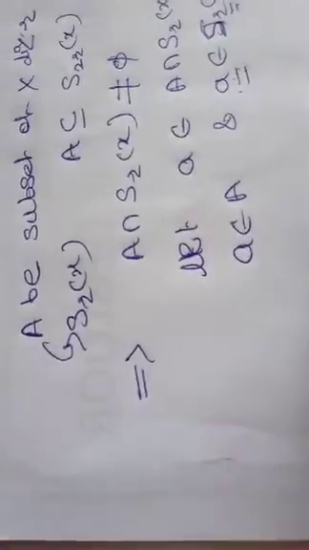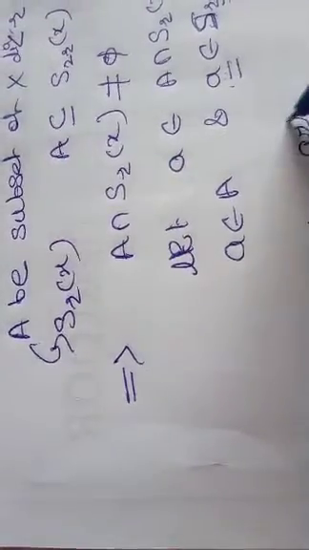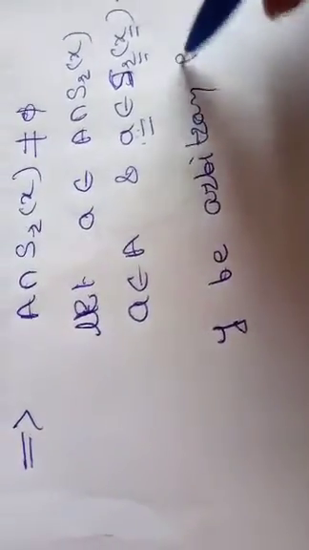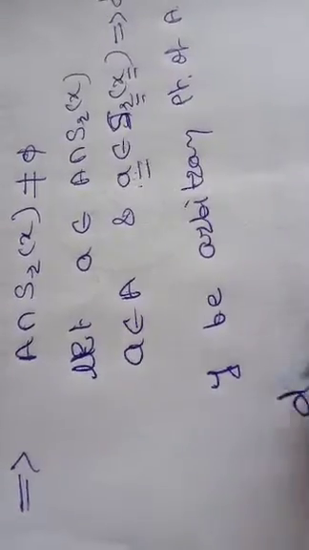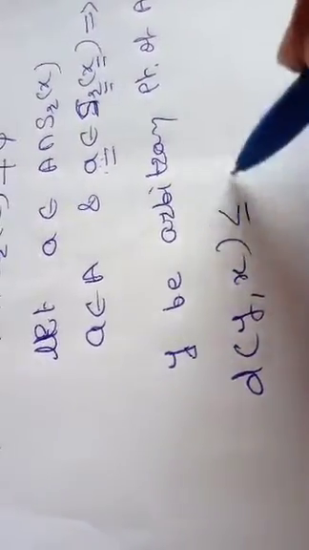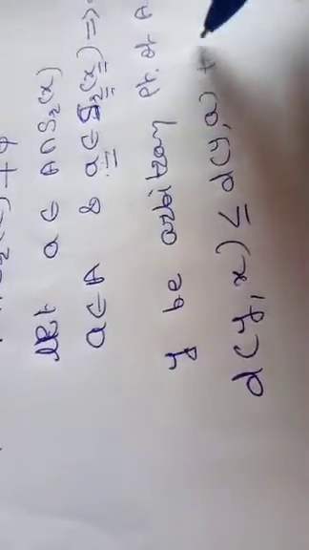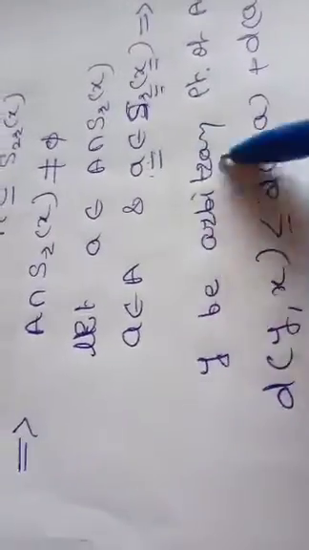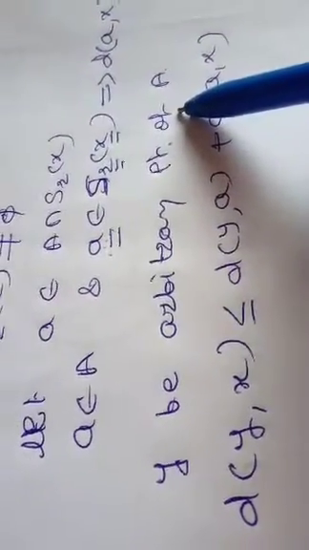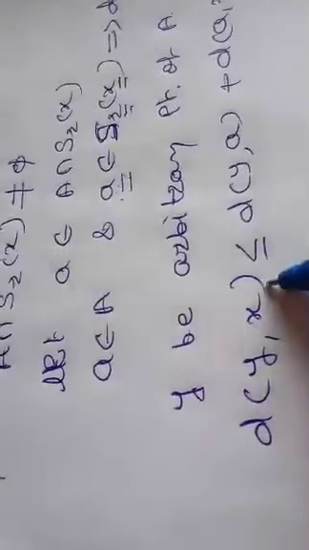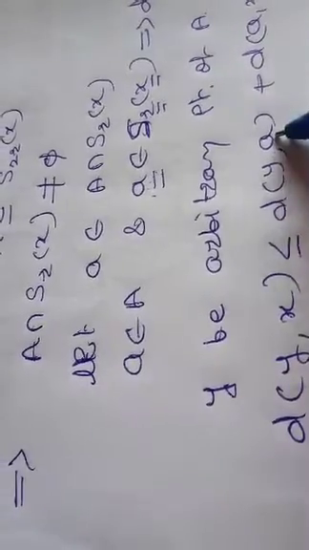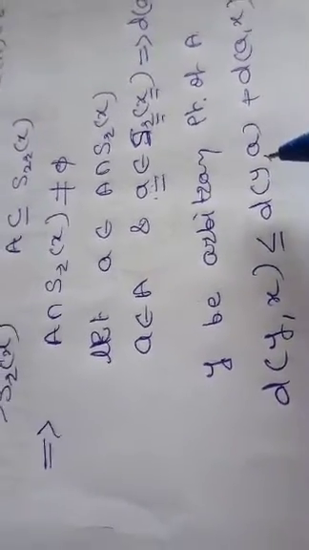Let y be any arbitrary point of A. Then by using the triangle inequality, we can write d(y, x) is less than or equal to d(y, a) plus d(a, x).